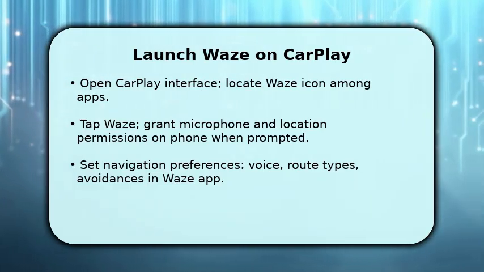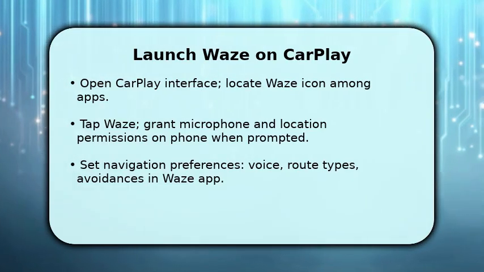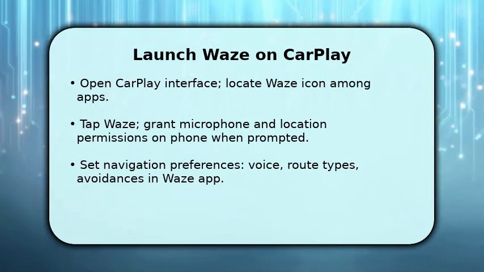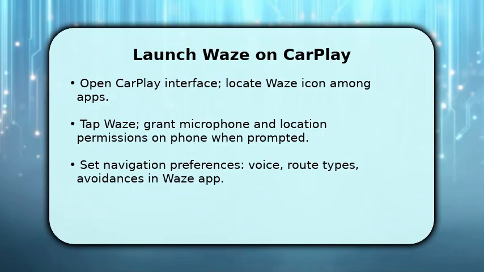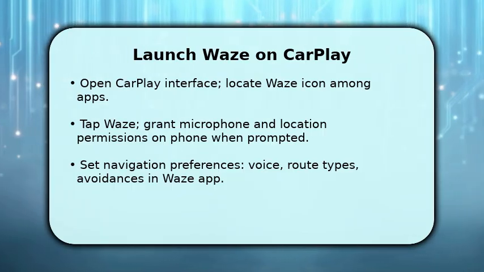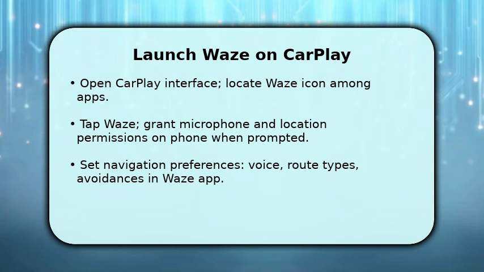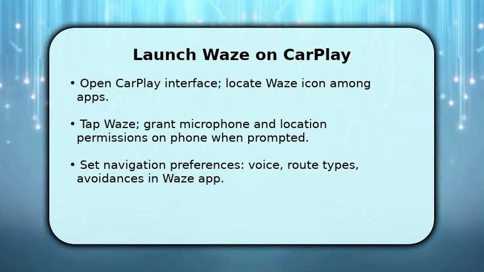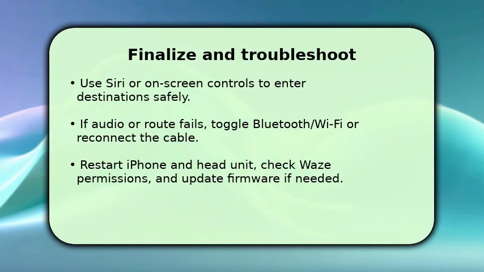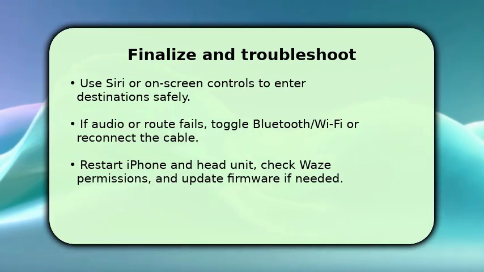After the app loads, use the Waze settings on your phone to set preferred voices, routing options, and avoidances, because those settings control what you'll see and hear while driving. To finish, enter destinations via Siri or the CarPlay search to stay focused. You can also tap recent or saved places on screen.